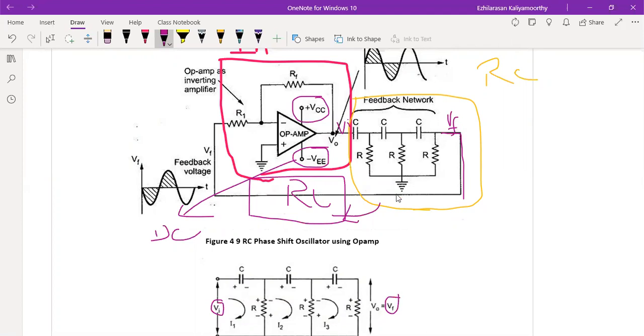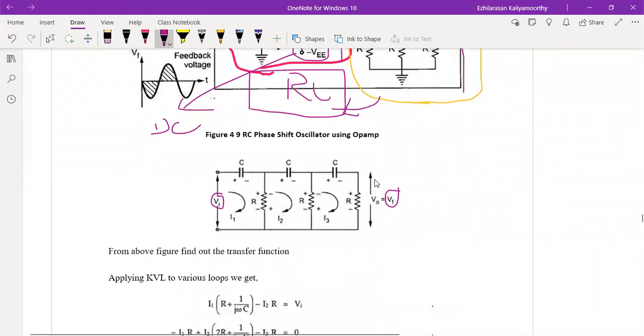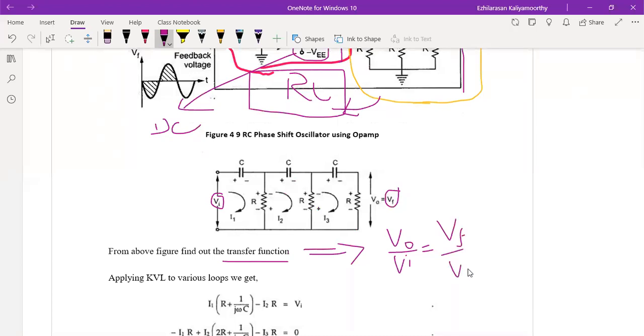Normally the output will be connected to ground, and this also is connected. From the above figure, we have to find the transfer function. What is meant by transfer function? The transfer function is nothing but the ratio of the output to the input, that is V naught by Vi, or V naught is nothing but Vf. So Vf divided by Vi.